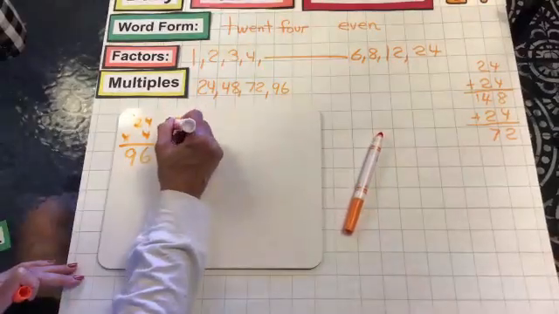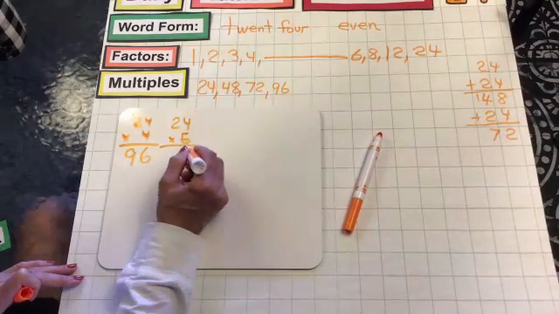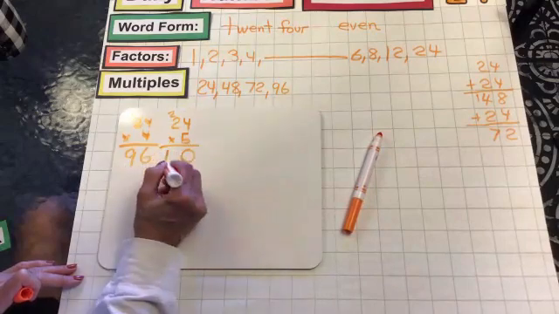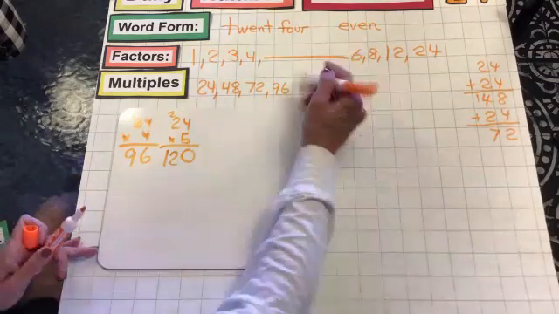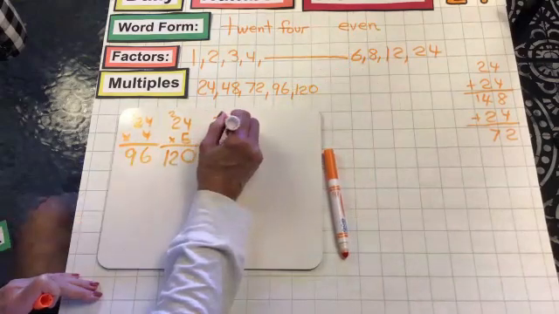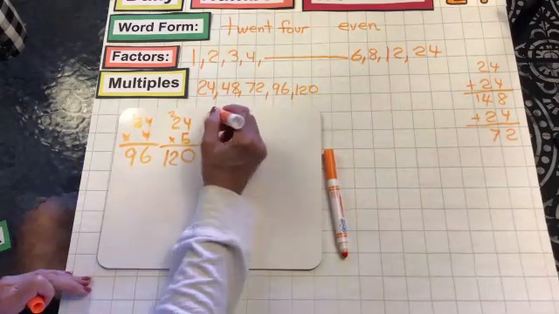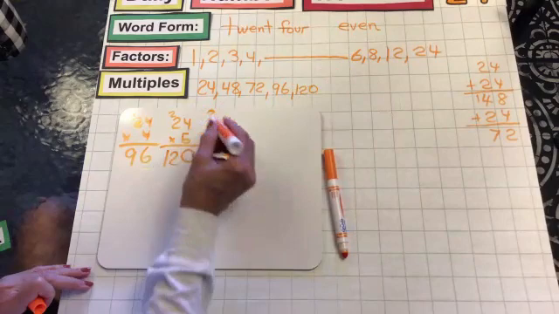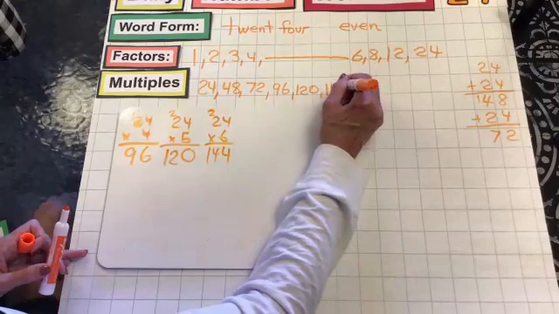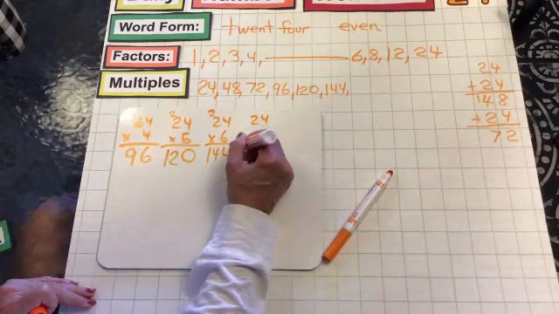Then we have 24 times 5. 5 times 4 is 20. Drop the 0, carry the 2. 5 times 2 is 10. Plus 2 is 12. So we have 120. We have 24 times 6. 6 times 4 is 24. Carry the 2. 6 times 2 is 12. Plus 2 is 14. 144.